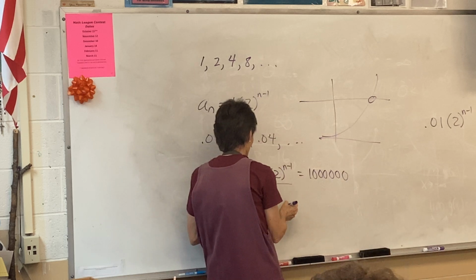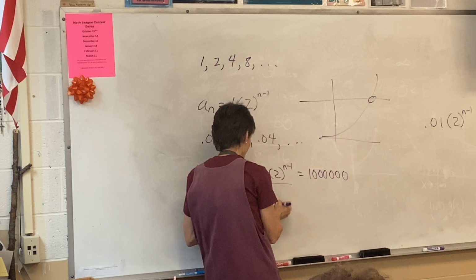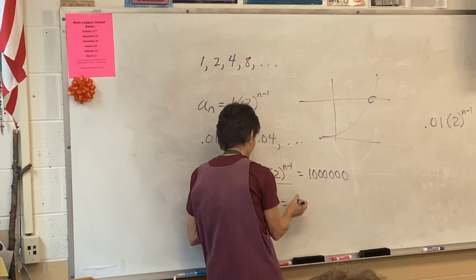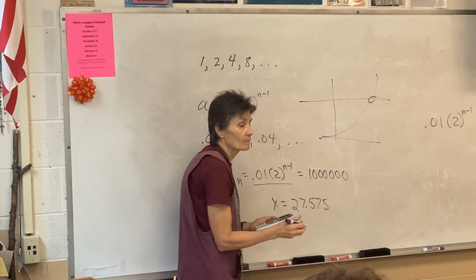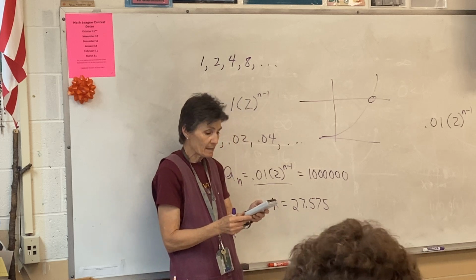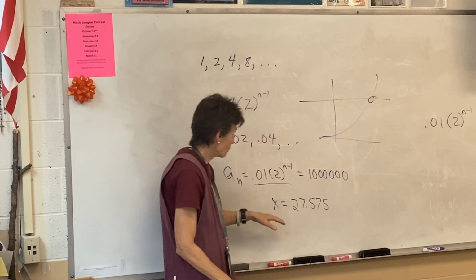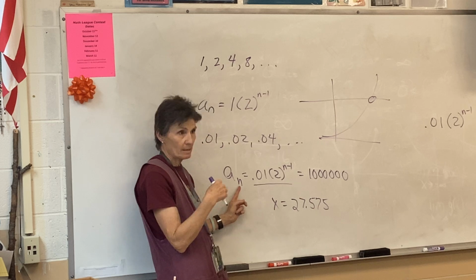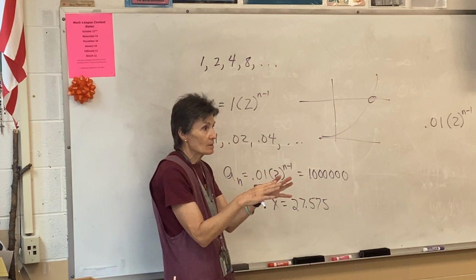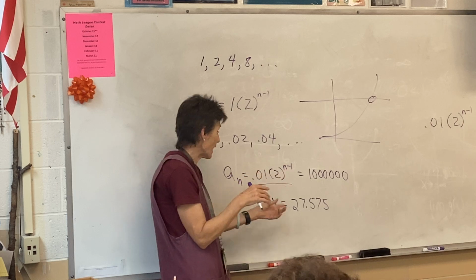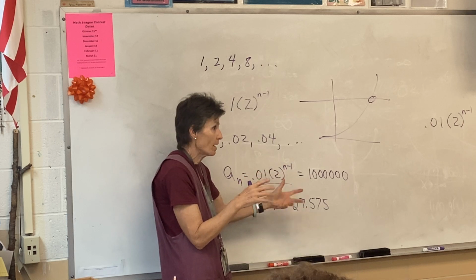Would start 28. I got x to be 27.575, which would mean that's what my n would be to equal 1,000,000. So if I want it to be more than 1,000,000, I'm going to have to do 28 jobs.